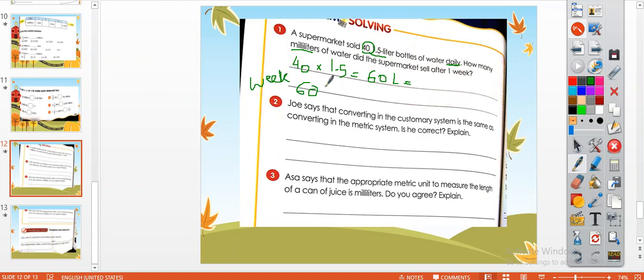In 1 week, they will sell 60 times 7, which is 420 liters, which equals milliliters. Just multiply it by 1,000, so 420 and add 3 zeros. So in 1 week, they sell 420,000 milliliters.